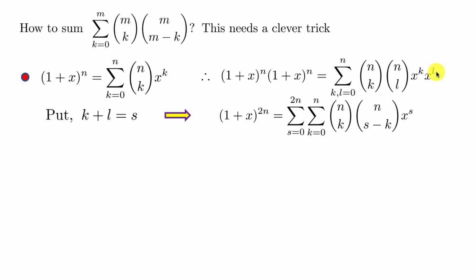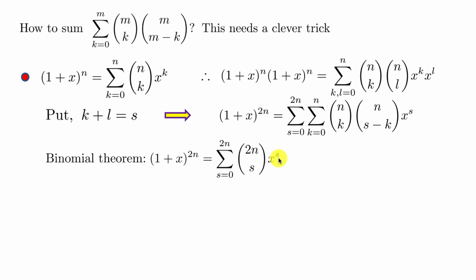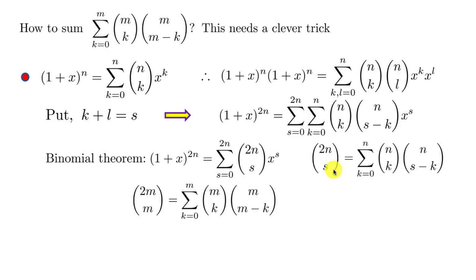But wait, can't I apply the binomial theorem directly upon 1 plus x to the power 2n? Of course I can. That is simply this quantity over here. 1 plus x to the 2n is equal to this. Now all we need to do is compare the coefficient here with the coefficient here. And what do we get? We get that this 2n choose s is then the sum over k of n choose k, n choose s minus k. So now just call n m, and s can be any number between 0 and 2n.